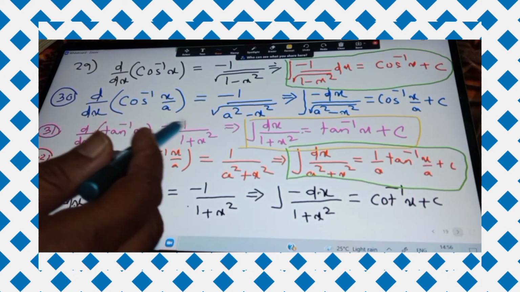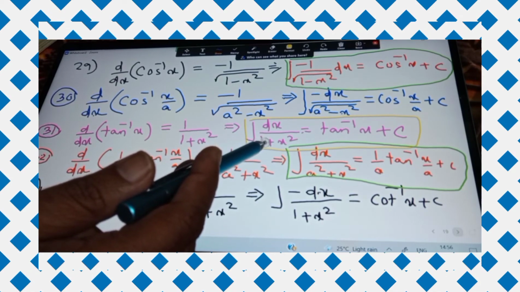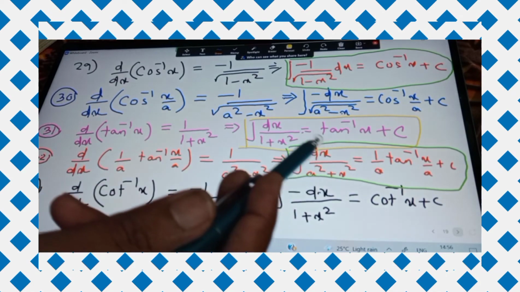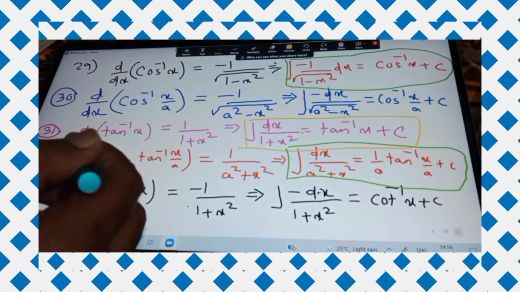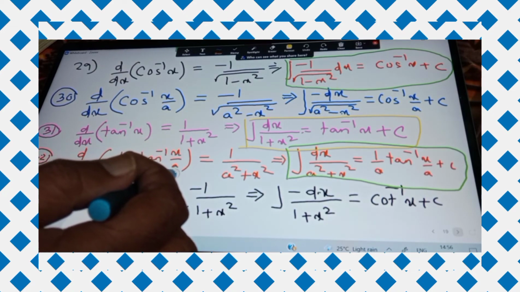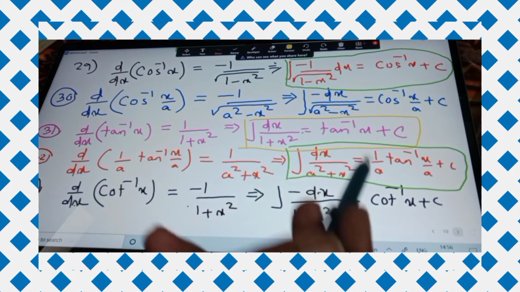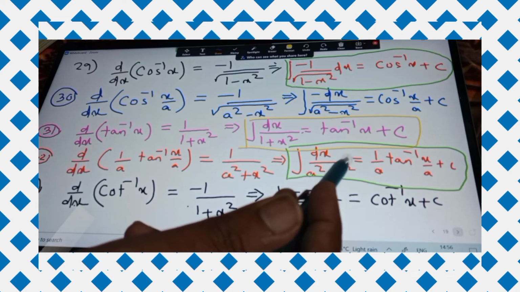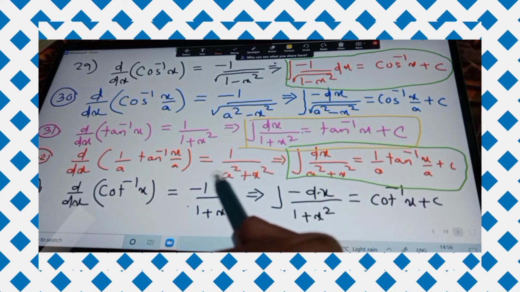Derivative of tan inverse of x is 1 upon 1 plus x square. So integration of dx upon 1 plus x square is equal to tan inverse of x plus c. This is also another important formula. Similarly, derivative of 1 upon a tan inverse of x upon a is equal to 1 upon a square plus x square. So integration of dx upon a square plus x square is equal to 1 upon a tan inverse of x upon a plus c.